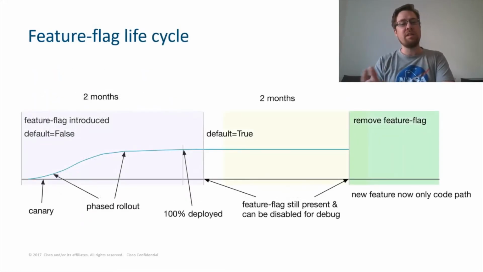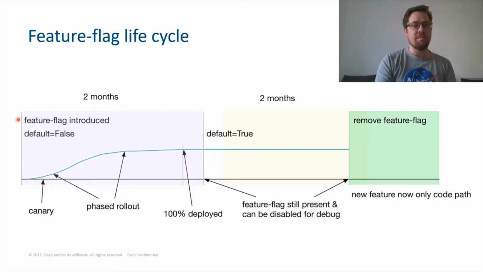So this is what the normal life cycle of a feature flag could look like. Over here on the left side, this is where we introduce the feature flag. It's going to have a default value of false, so we don't actually change anything. We start by doing a canary, so that's a single service that we change, or a few services. We make sure that works well, and with whatever feedback mechanism we might have.